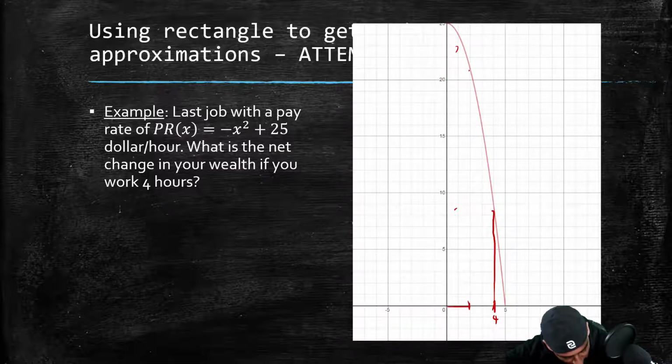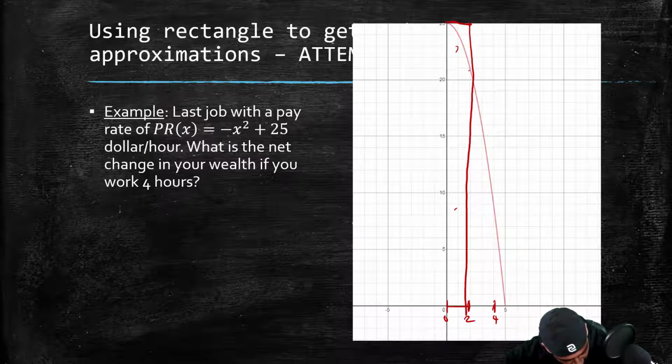Okay, so this is what I'm going to do. I'm going to draw my rectangles. You see these 2 intervals? This is 2, this is 1. I'm going to make the tallest part of this, and then I'll drop it down over 2. So I'm going to find that area, and then I'm going to find the area over 4.